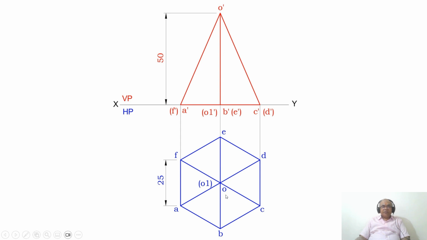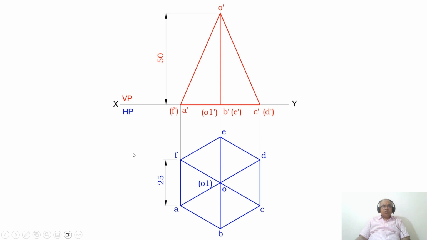O is near to the observer, so O is visible, and O1 is away from the observer, so it becomes invisible. Therefore, you keep it in brackets. Similarly, in the front view, A dash, B dash, C dash are near to the observer, so they are visible. D, E, F are away from the observer, therefore D dash, E dash and F dash are invisible. O1 dash is hidden by the edges of AB and BC, therefore O1 dash is invisible. In the front view you can see the height of the pyramid, which is 50 mm.